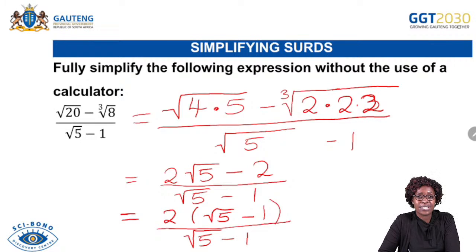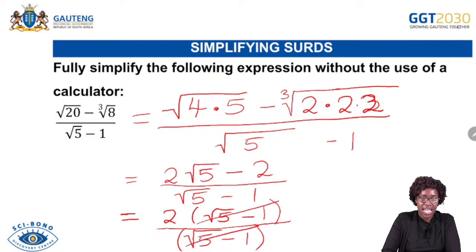Now, what do we notice, grade 11s? We have square root 5 minus 1 as a factor in the numerator. We also have square root 5 minus 1 as a factor in the denominator. So these two can be divided. And when I divide these two, I'm going to end up with just 2 multiplied by 1 in the numerator. And this is divided by 1. And my solution there will simply be a 2. I hope we are able to follow this through.